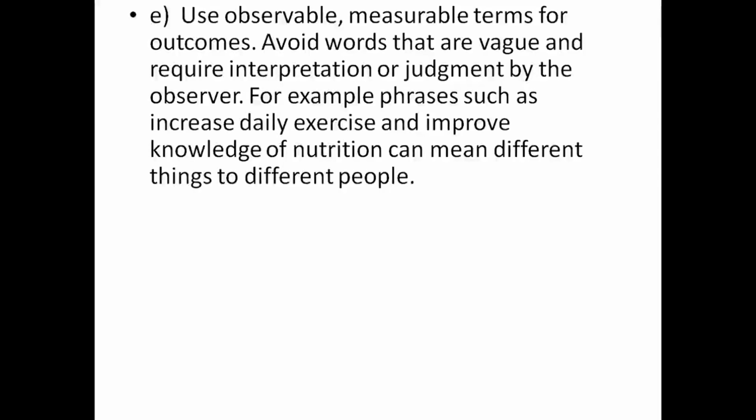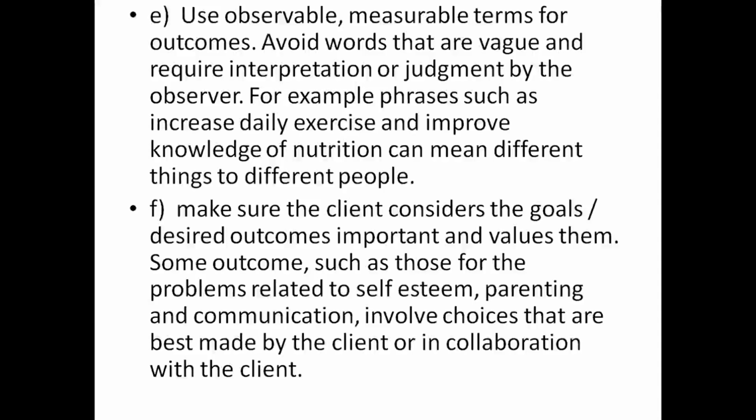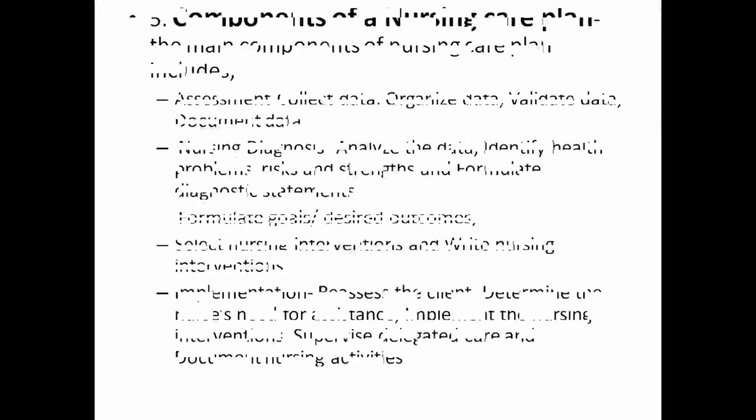Use observable, measurable terms for outcomes. Avoid words that are vague and require interpretation or judgment by the observer. For example, phrases such as increased daily exercise and improved knowledge of nutrition can mean different things to different people. Make sure the client considers the goals and desired outcomes important and values them. Some outcomes, such as those for problems related to self-esteem, parenting, and communication, involve choices that are best made by the client or in collaboration with the client.